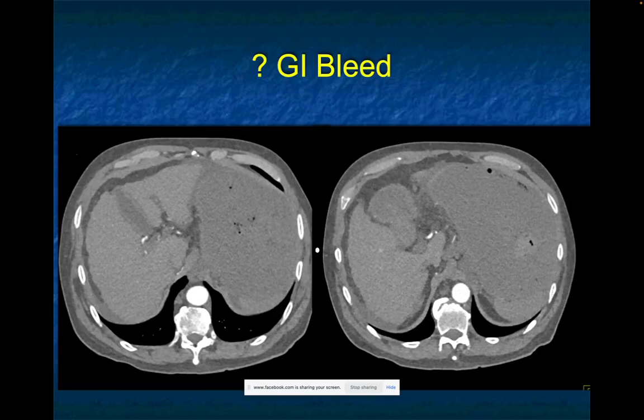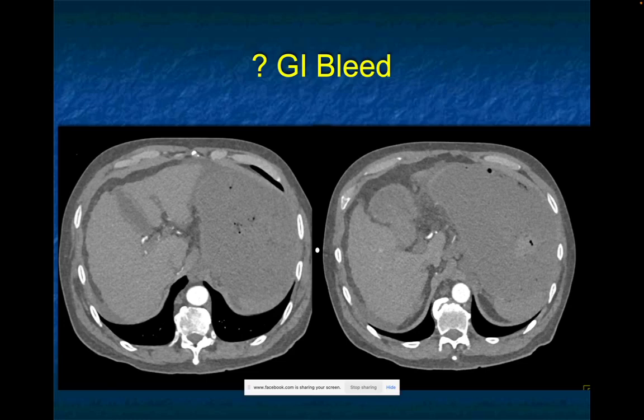Okay, GI bleed. This is not a really difficult case, but I want to make a point. We talk about GI bleeding for small bowel and large bowel, but we don't think about upper GI bleeding, which means proximal to the ligament of Treitz. Now, typically those patients get endoscopy, but often they don't, and CT is being used more and more.